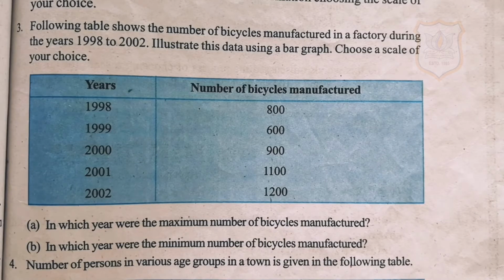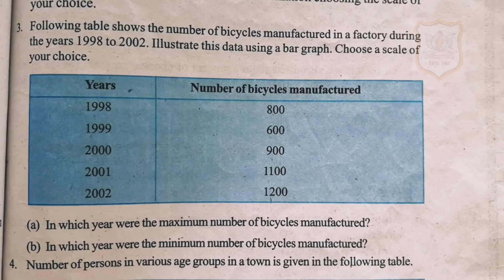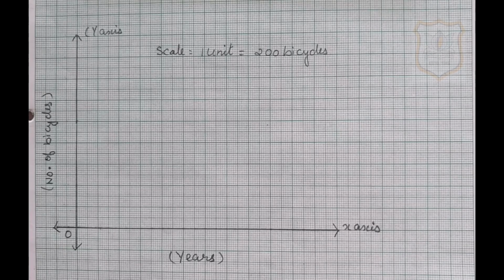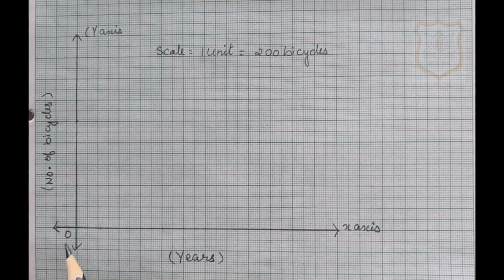Students, here we have to draw a bar graph with the help of the information given in this question regarding the number of bicycles manufactured in a factory during the years 1998 to 2002. Now students, we will draw a bar graph on the basis of the information given. Here, to draw a bar graph, first we will draw two perpendicular lines. This line is a horizontal line which is represented by the x-axis, and this one is a vertical line which is represented by the y-axis. These two lines intersect at a point 0.